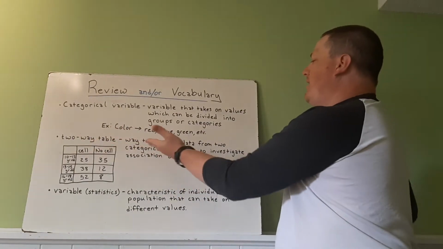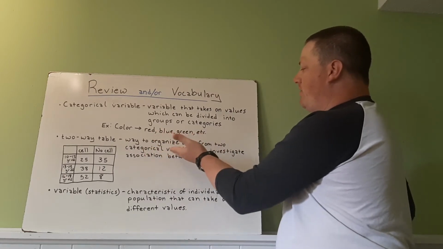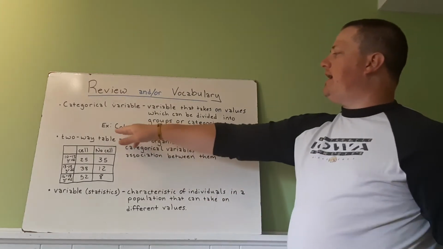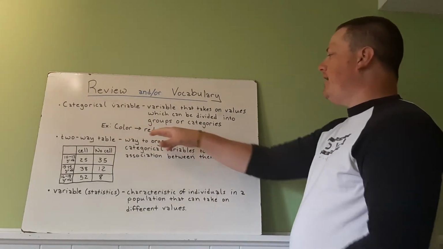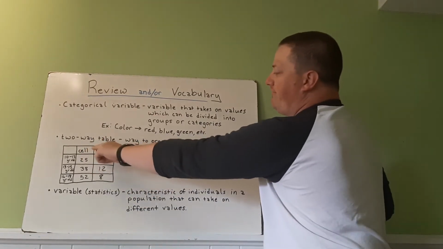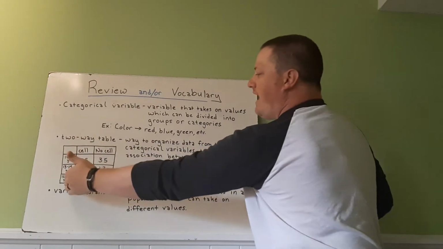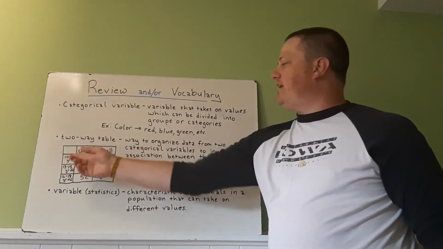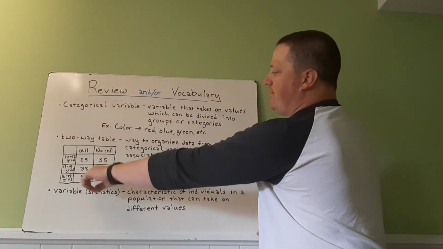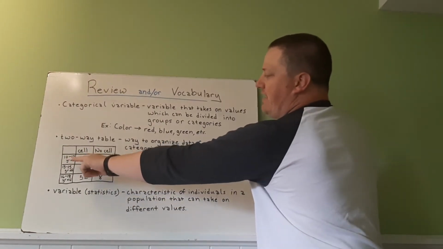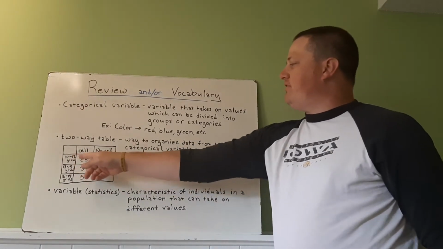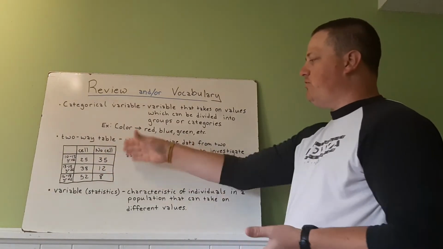Two-way table. Way to organize data from 2 categorical variables to investigate association between them. So you're going to be taking 2 things like color and breaking them into their parts. So here we have phones, so cell phone and no cell phone. And then on the side, we have ages. So we have 10 to 12, 13 to 15, 16 to 18. And then the data is, so 25 10 to 12-year-olds have a cell phone. And 35 10 to 12-year-olds have no cell phone. That's how you read that data.